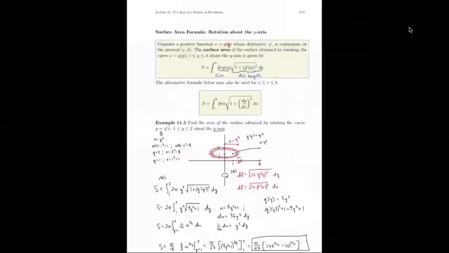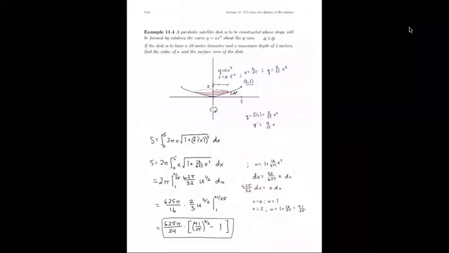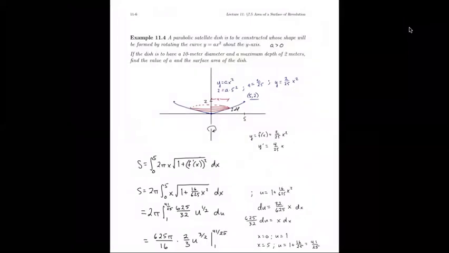Okay, so let's look at one more example. It's a bit more of an application, but not by much. We have a parabolic satellite dish. It's to be constructed whose shape will be formed by rotating the curve y equals ax squared about the x-axis for some a value greater than 0, some constant a. The dish is to have a 10-meter diameter and a maximum depth of 2 meters. We need to find the value of a, and we need to find the surface area of the dish.